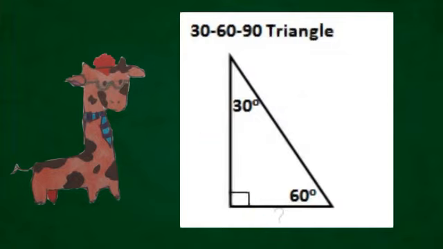Now, what about if you don't have the short side? Well, that's easy. Simply take the hypotenuse and divide it by 2, or divide the long side by the square root of 3, and boom! You have the short side. Remember that it is always easier to work from the short side.